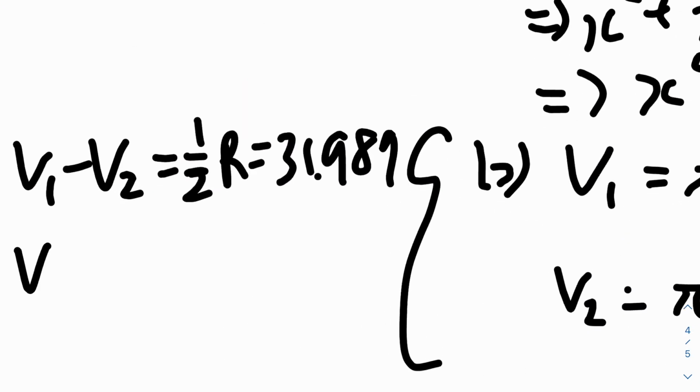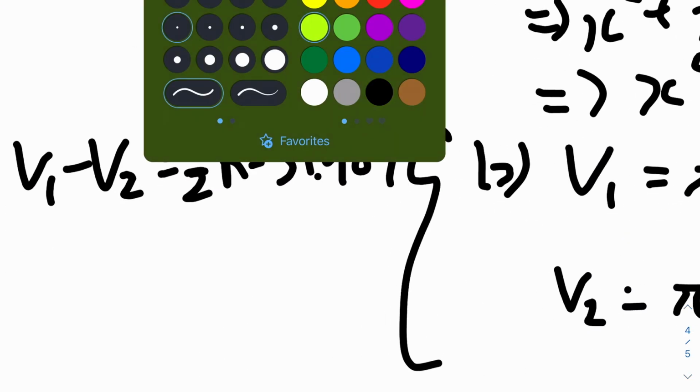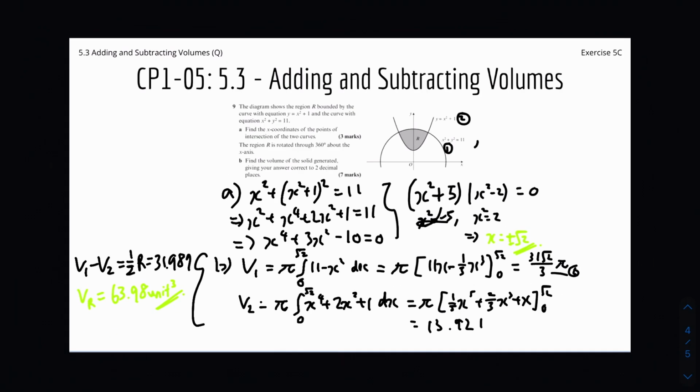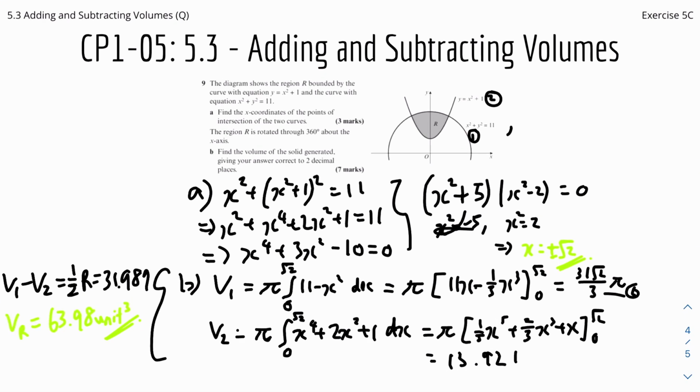The volume of R is 31.989 times 2, which gets us 63.98 units cubed. Because we're not given any other units, we just use unit as our unit. And that's the final answer.